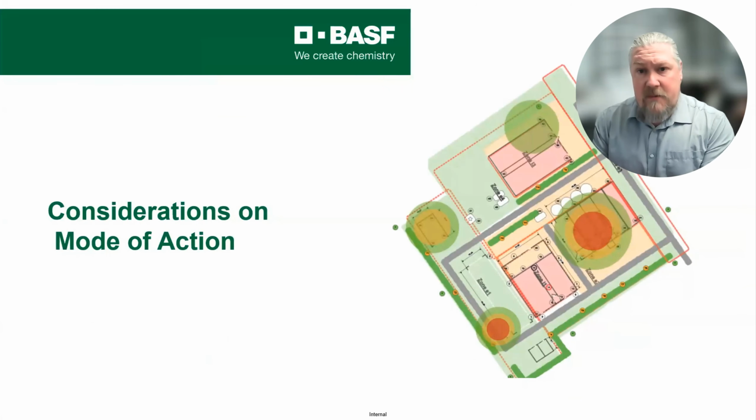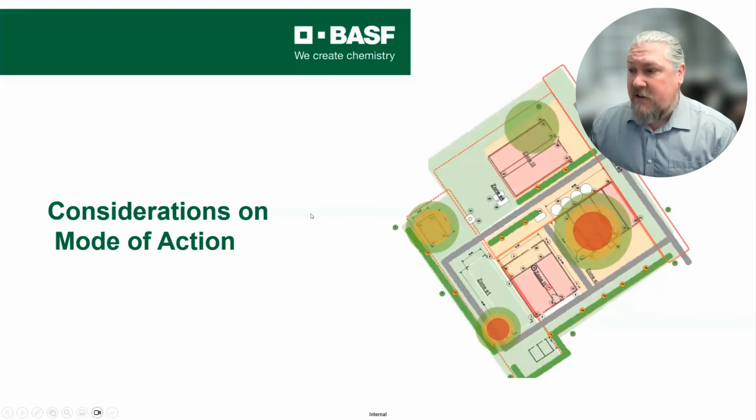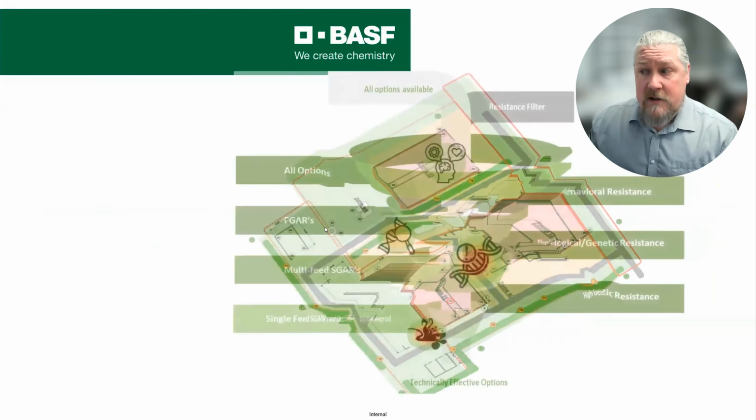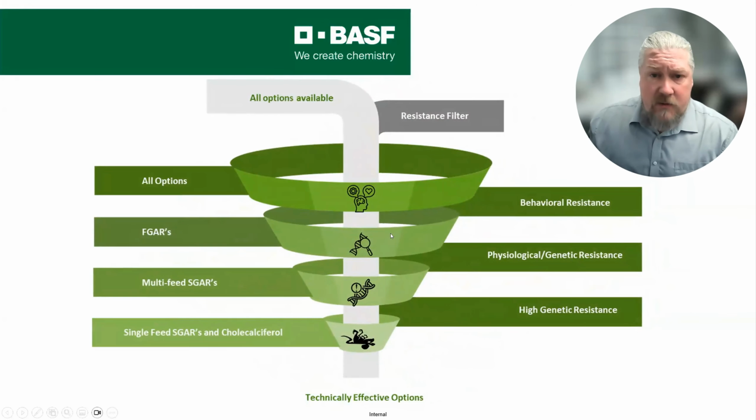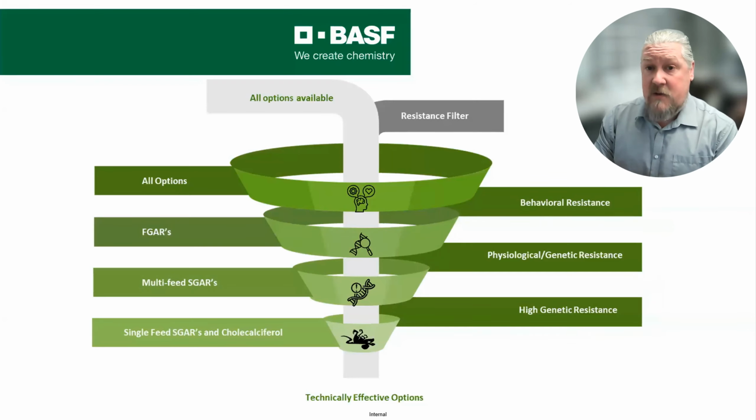So let's talk a little bit about motivations. How do we make these decisions? First off, if you're applying chemical controls, let's understand a little bit more about how the different products that we use work. And I'd like to introduce you to an age-old favorite of mine, which is the resistance filter, because resistance, especially in brown rats and house mice in the UK, is becoming a bigger and bigger issue. And if you haven't already experienced it, you almost certainly will in the future.